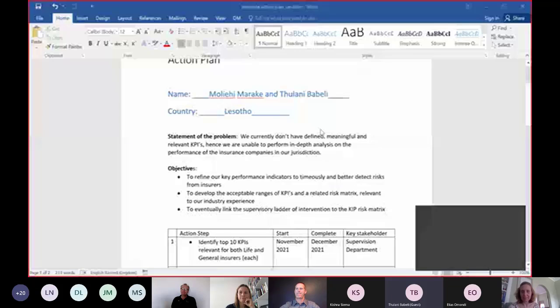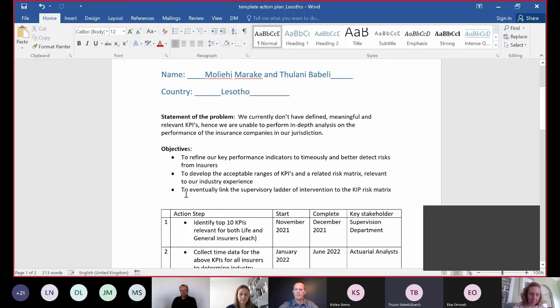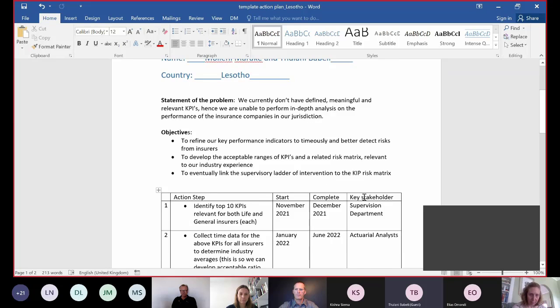So our statement of the problem is that we currently don't have defined, meaningful and relevant KPIs, hence we are unable to perform an in-depth analysis of the performance of insurance companies in our jurisdiction. Our objective is to refine our key performance indicators to timeously and better detect risks from insurers. The second one is to develop the acceptable ranges of KPIs and develop related risk metrics relevant to our industry experience. The third one is to eventually link the supervisory letter of intervention to the KPI risk metrics.